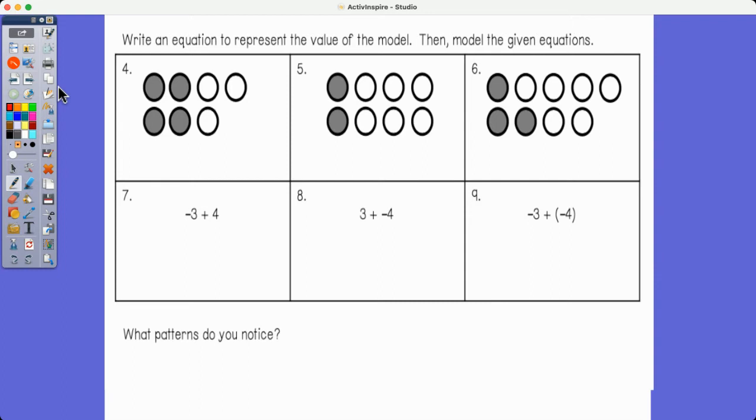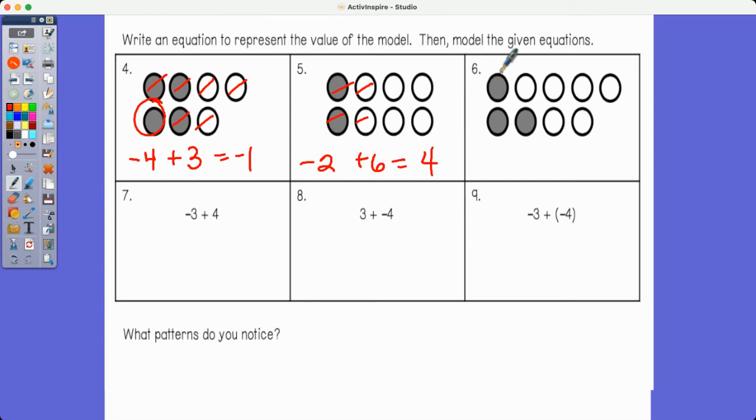Okay, the next one says, write an equation to represent the value of the model, then give the model in the given equation. How many negatives do I have? I hope we're all saying negative 4. 1, 2, 3, 4. Plus, how many positives do I have? 3. And what is negative 4 plus 3? Well, when we match up our pairs, we're left with negative 1. Okay, how about this next one? How many negative counters do I have? Negative 2 plus 6. Match up our 0 pairs. What are we left with? 4 positive counters.